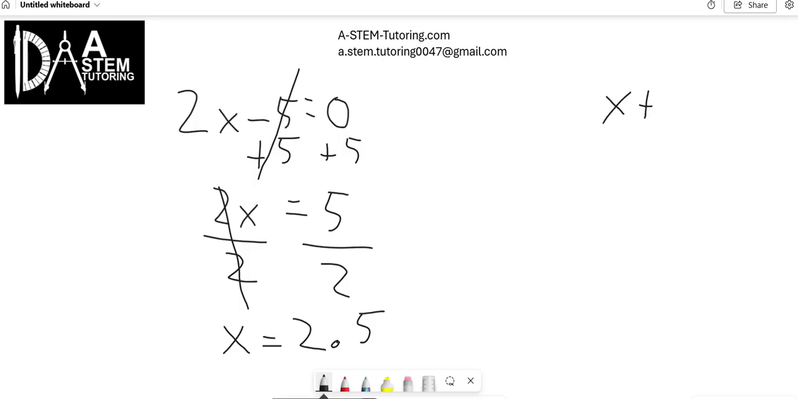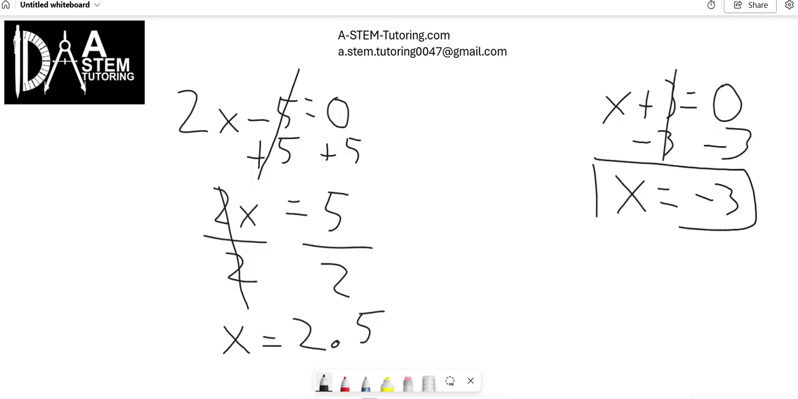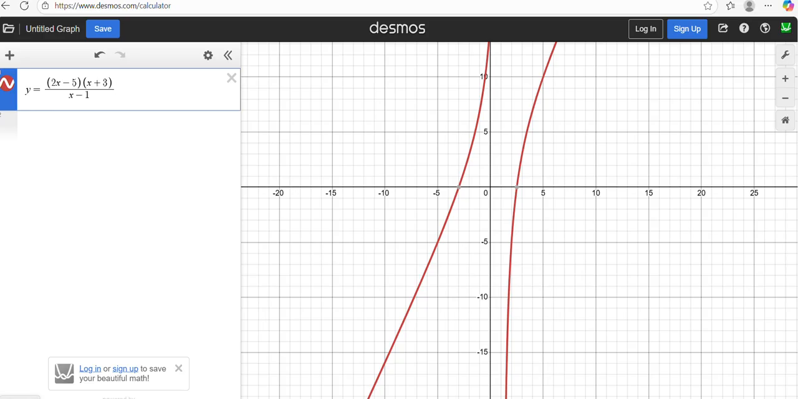If x plus 3 equals 0, we can solve by subtracting 3 from both sides, and x equals negative 3. This algebra tells us that when it's crossing the x-axis, when y equals 0, either x equals negative 3 or x equals 2.5. So let's look at the graph and verify that. At this point where it's crossing the x-axis, x does in fact equal 2.5. The other point where it crosses the x-axis is negative 3, as we predicted by algebra.